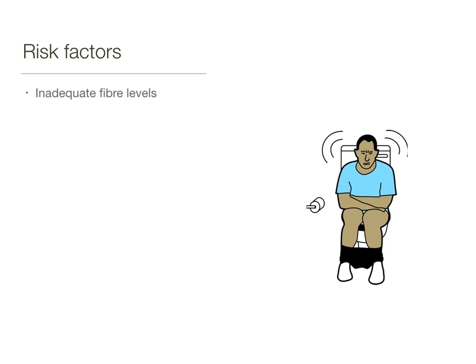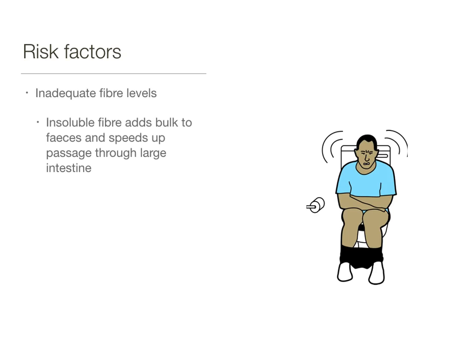Risk factors for diverticular disease include inadequate fibre levels. This is because insoluble fibre adds bulk to feces and speeds up the passage through the large intestine. Insufficient levels of fibre mean that food stays for too long in the colon and is not expelled at the correct rate, allowing it to sit around and become infected.